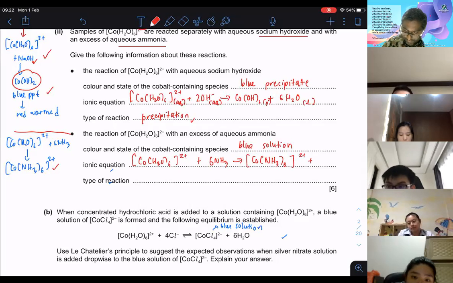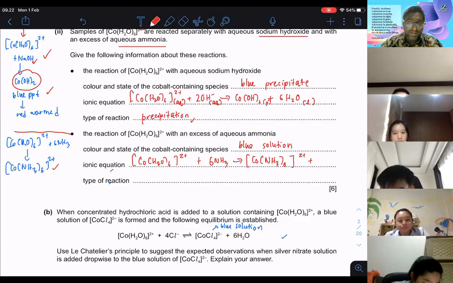And H3O+, yes. And to be exact, the charge of H2O was 0. Okay, H2O was 0, so it's cobalt 2+. So when you replace with NH3, yes, NH3 is also 0. So the 2+ will stay. Okay, so this one, please take note.